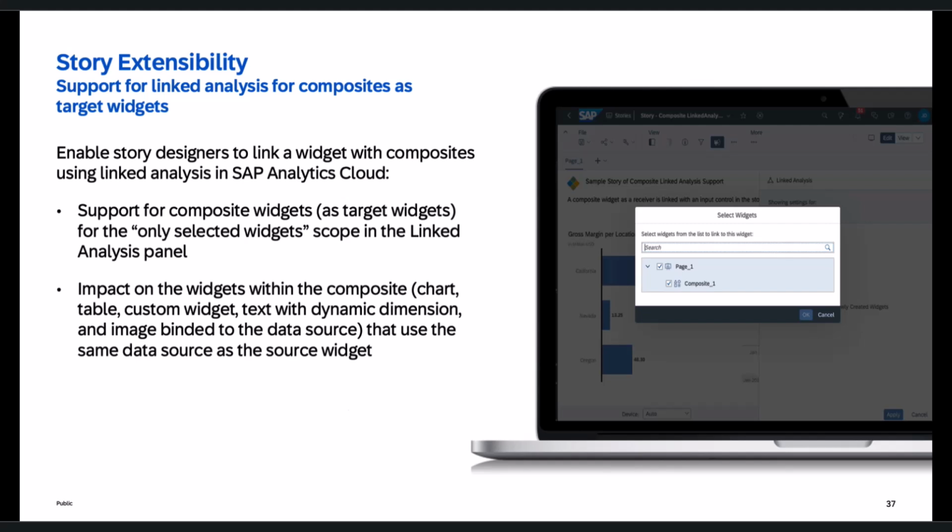And also for the composite, we also support linked analysis for the composite as target widget. We enable story designers to link a widget with composites using linked analysis in SAP Analytics Cloud. We support composite widgets as target widgets for the only selected widget scope in the linked analysis panel. That will have impact on the widgets within the composite. That's chart and a table, custom widget, text with dynamic dimension, and image binded to the data source that use the same data source as the source widget.